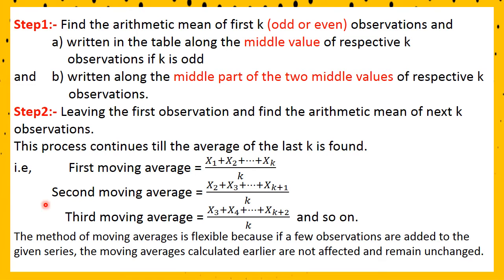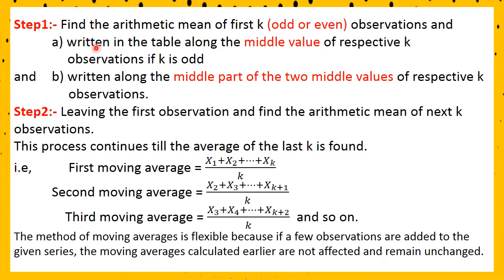Let's learn the steps to calculate the moving average. First, we will write all the values of time and values in a given table, and then we calculate the arithmetic mean of first k observations, that is the first k values of the variable. K can be even or odd, that is, suppose we are going to find the arithmetic mean of first 2 values or first 3 values, like that.